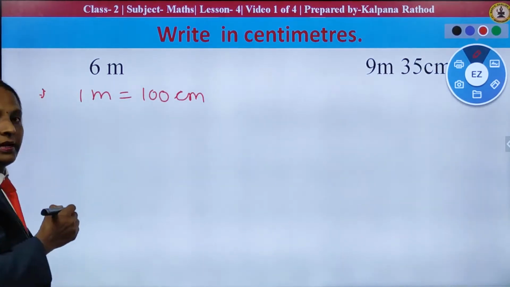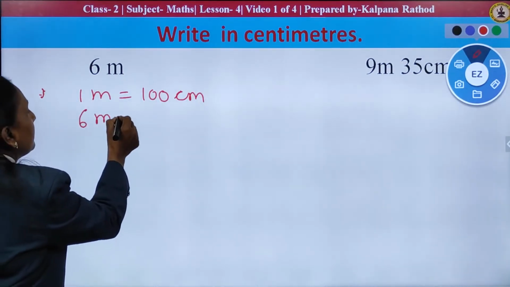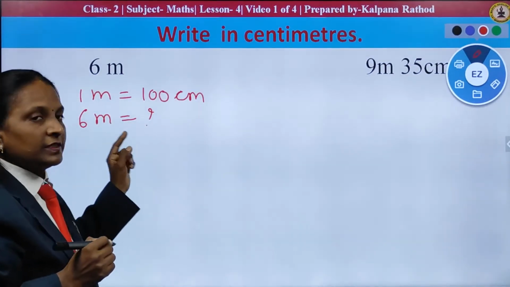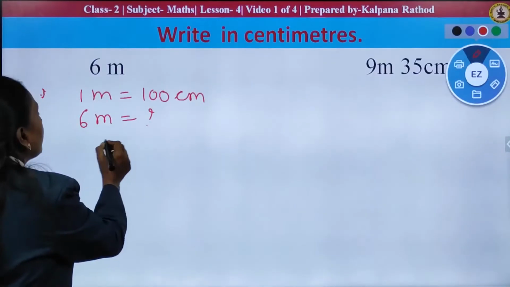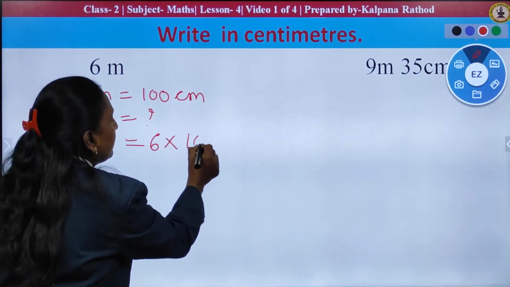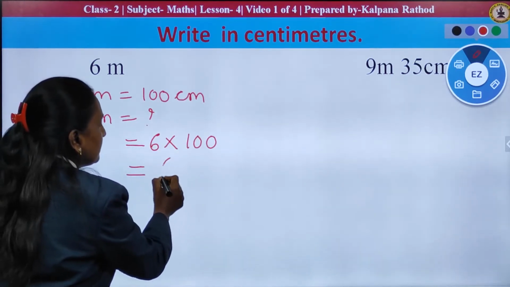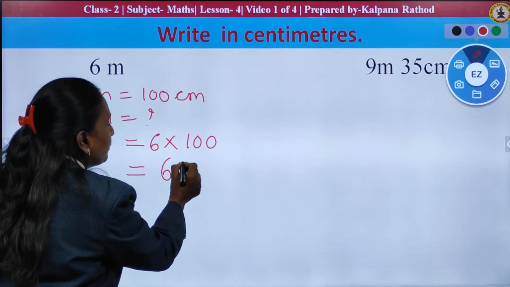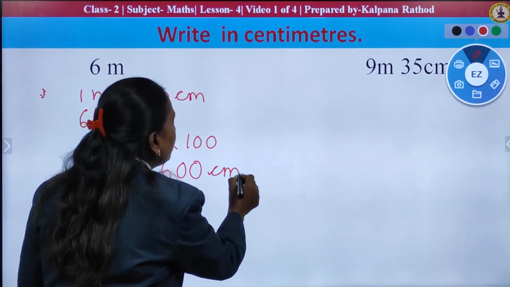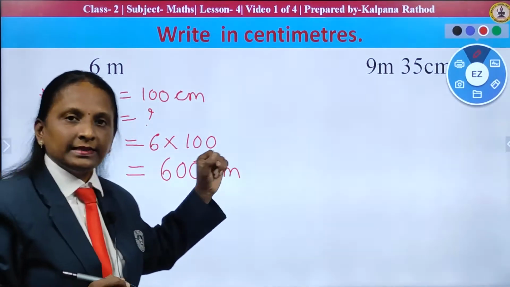Now, here we have 6 meter. So, we will write 6 meter equals how much? If we want to convert 6 meter, then 6 meter is equal to how much? Then what will we do? We have to multiply 6 by this 100. So, to make it easy, say 6 ones are 6. Then these 2 zeros you have to put here. So, that is 600 centimeter. So, we converted 6 meter into 600 centimeter.